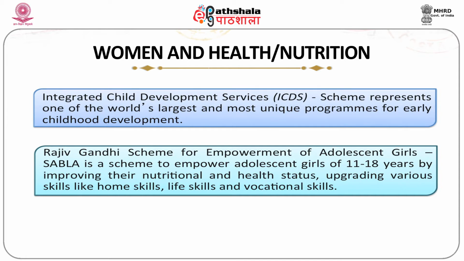Then we also have the Rajiv Gandhi Scheme for Empowerment of Adolescent Girls, which is called Sabla. Now, this is basically for adolescent girls in the age of 11 to 18 years, and the basic idea of course is to provide nutritional and health support, upgrading their home skills, life skills and vocational skills.